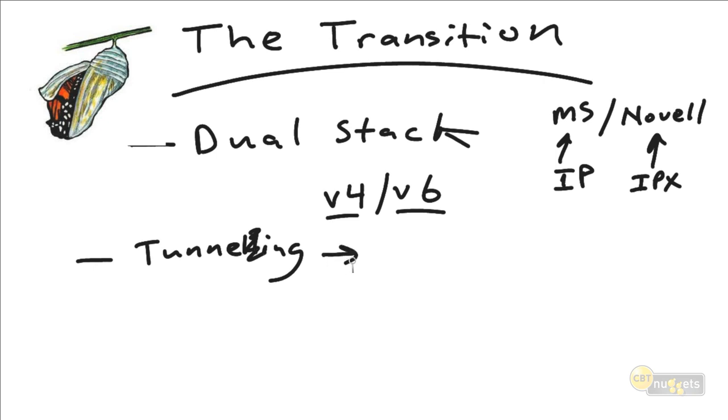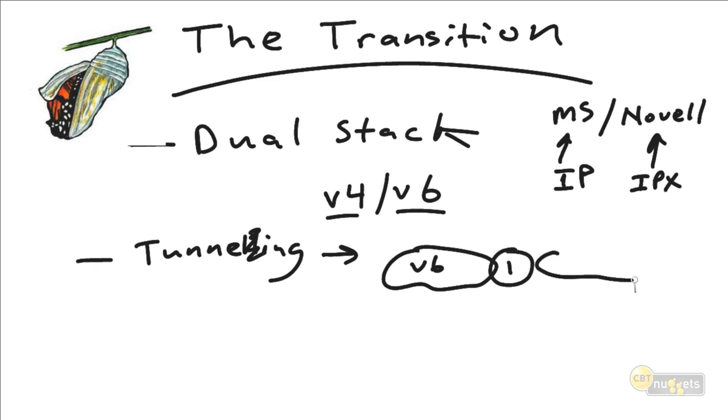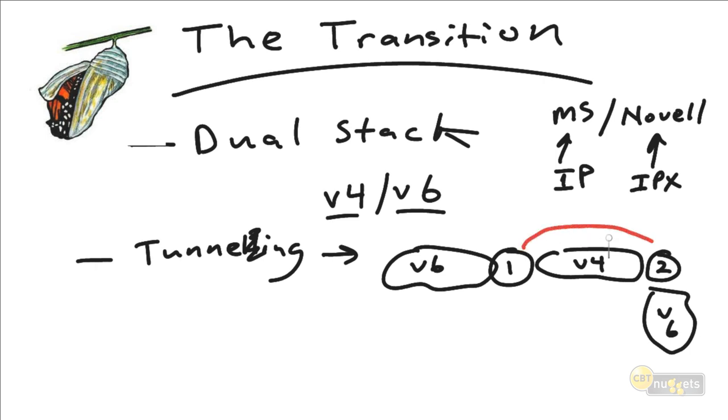So with tunneling, we're going to have, let's say, a v6 only area over here, and then we're going to have a router, and then we'll have our internet, v4 only, and then we'll have a router, and then we'll have another v6 only pocket. What do we do? Of course, we create a tunnel between these two devices. And what we're doing is putting the v6 packet inside of a v4 for transmission over this v4 only segment. Wow, it's simple.